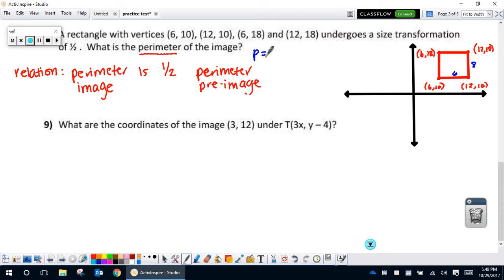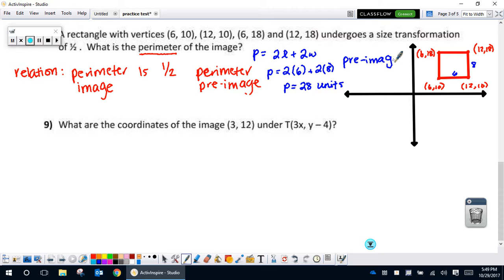Perimeter formula is 2 times the length plus 2 times the width. So remember, this is my pre-image, so let's just use 6 as my length and 8 as my width. And I believe that perimeter is 28 units. Okay, so that's the pre-image. You want to label that pre-image perimeter.